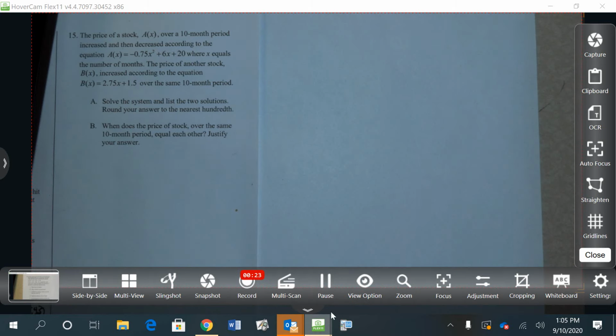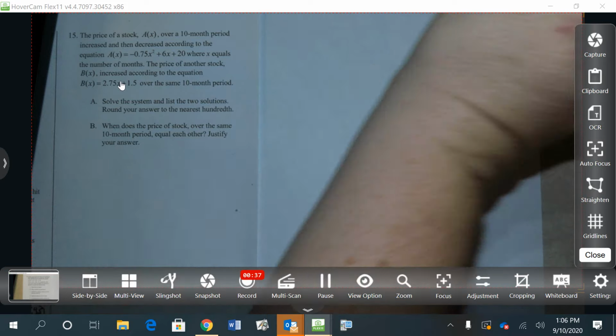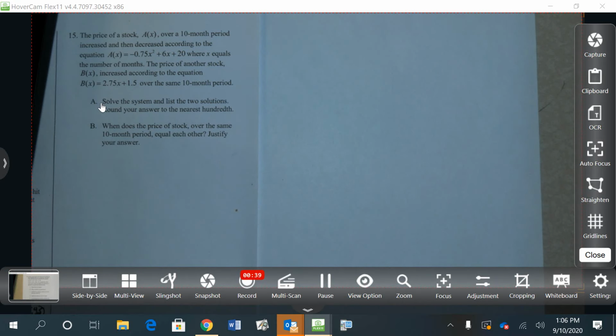And I guess that does make sense because we can see that the leading coefficient is negative, so it's a parabola that opens downward. So again, it increases and then decreases. And B is linear because I don't see a square. It means it's a line, and it says here specifically that B continues to increase over the same 10-month period.